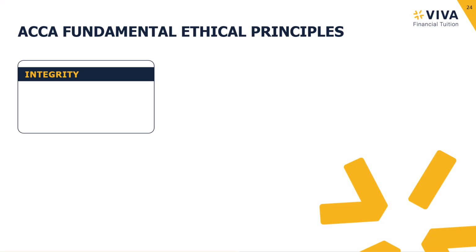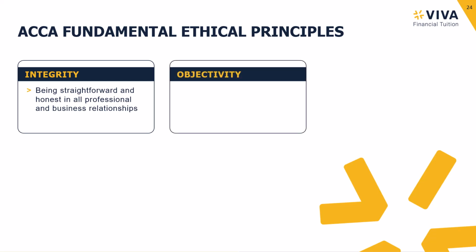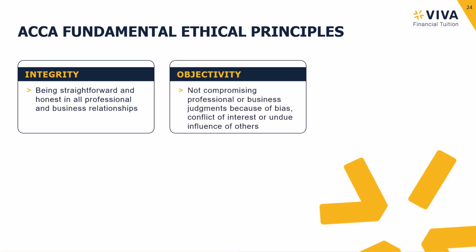The first ethical principle we have is integrity. And essentially, integrity is about being open, honest, transparent, straightforward in all of your professional and business relationships. Objectivity is not allowing any bias or conflict of interest or any undue influence from others to compromise your judgment, and that is your professional or business judgment.